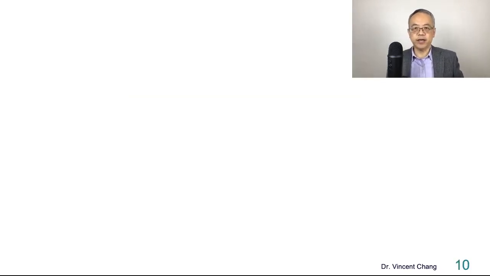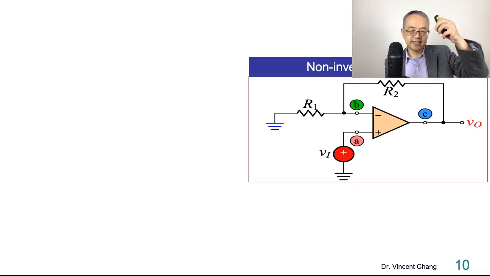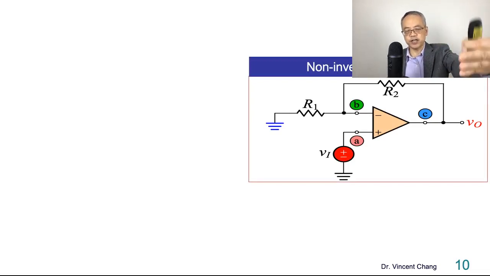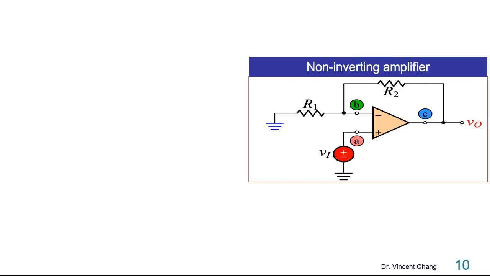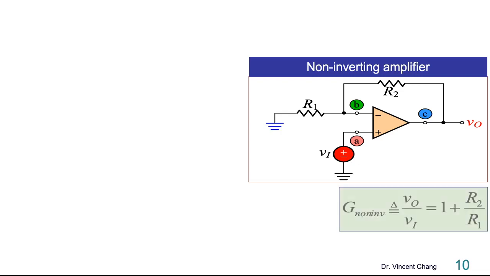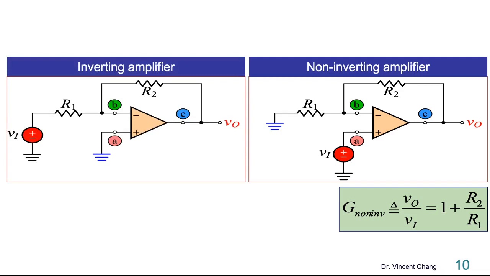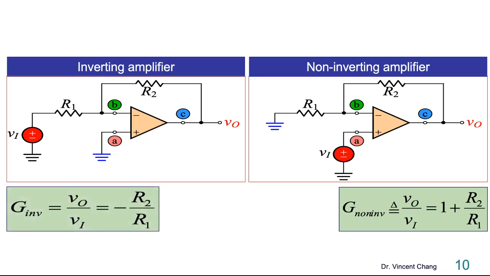The second takeaway: let's look at this circuit again, the non-inverting amplifier. On the right is the non-inverting one, with VI going into the non-inverting terminal of the op-amp. This is the closed loop gain G, 1 plus R2 over R1. What about the inverting amplifier? It's negative R2 over R1.